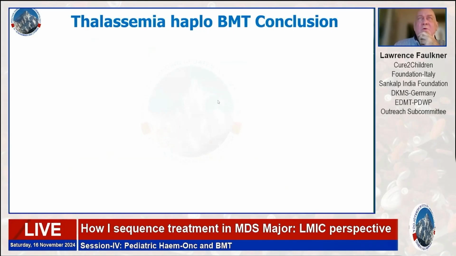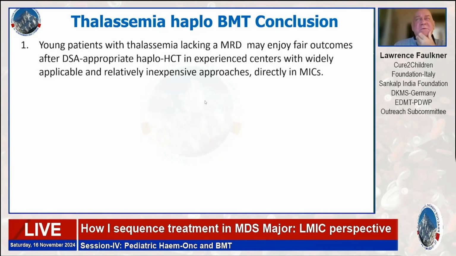So, in conclusion, young patients with thalassemia lacking a matched related donor may enjoy fair outcomes. As I showed in our experience, if they're transplanted before age 12, they can have, I would say a fair statement is, 80 to 85% disease-free survival with relatively low rates of moderate to severe chronic graft-versus-host disease. That is to say, most of these patients go back to a normal health quality of life, as I said, with a question mark on fertility.